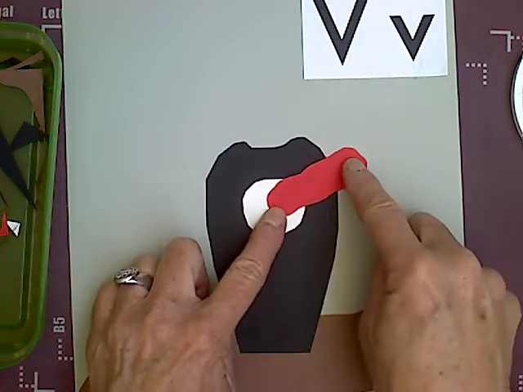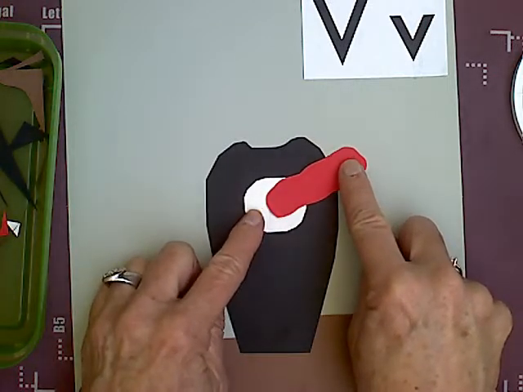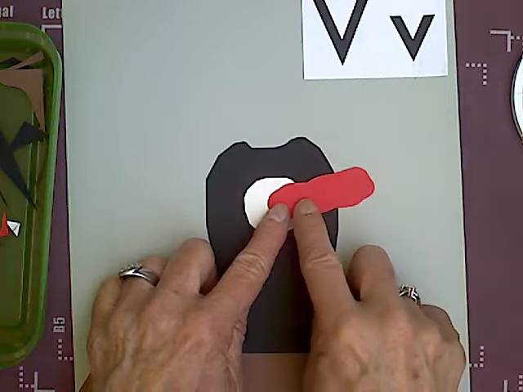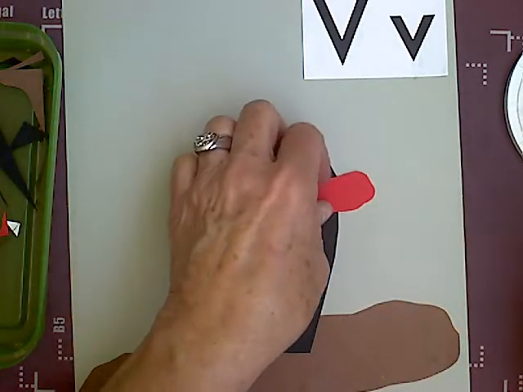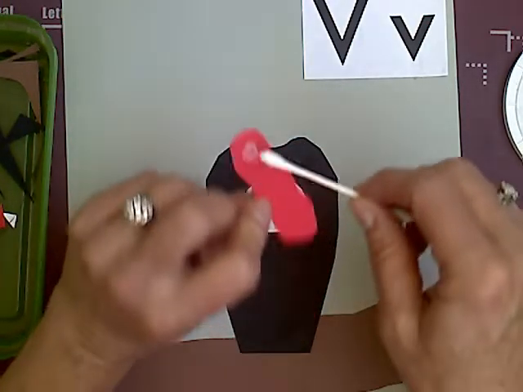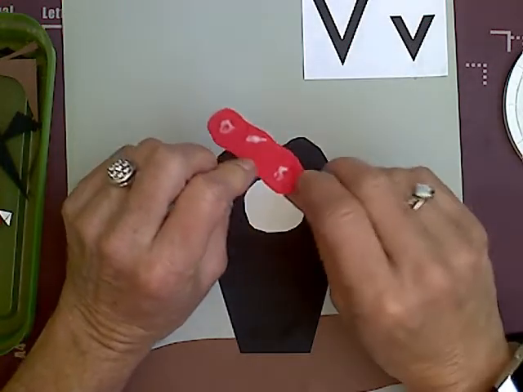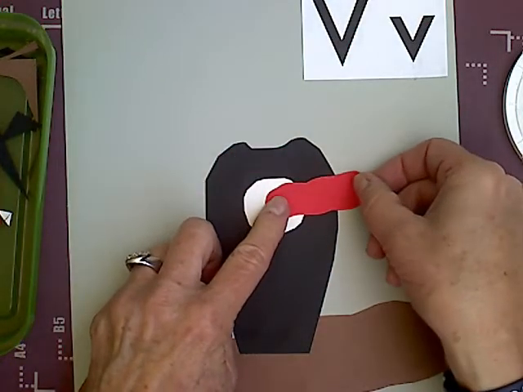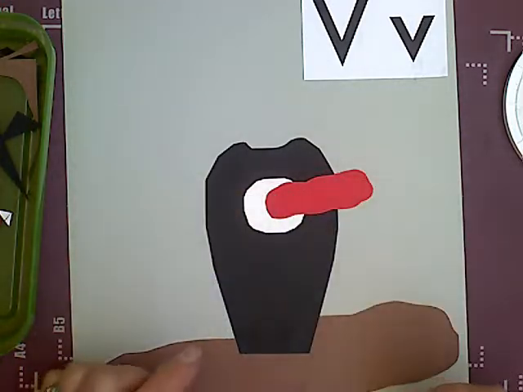Okay, so this is his neck. And remember I told you this is the neck ring. So I am going to glue this in the middle, so it's in the middle of the white neck ring. Yeah, vultures are very funny looking.